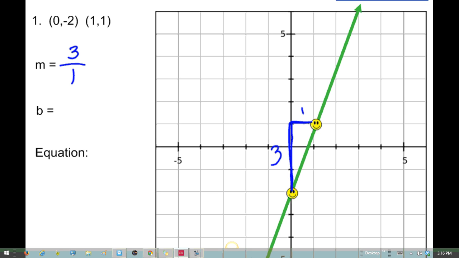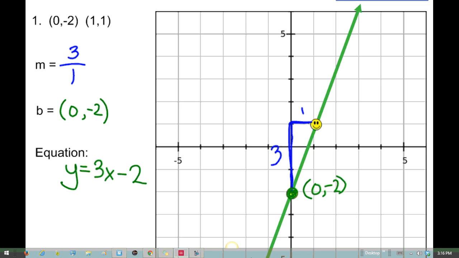The y-intercept is this little smiley face right here, and I see that that is at 0, -2. So if I'm going to write this equation, I have all the information that I need. Y equals the slope, which is 3, and the intercept, which is negative 2. This is the graph of y equals 3x minus 2. And go back and write in that intercept. Forgot to write it over there.